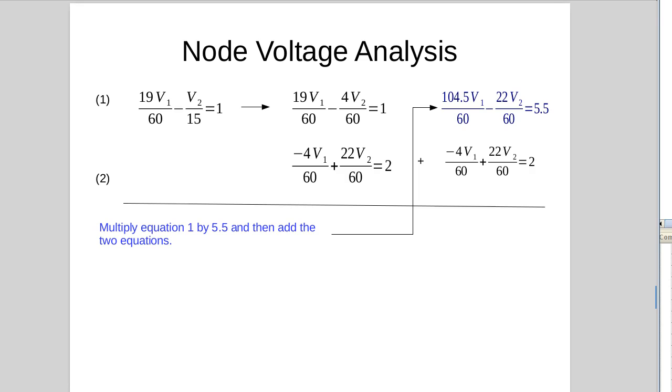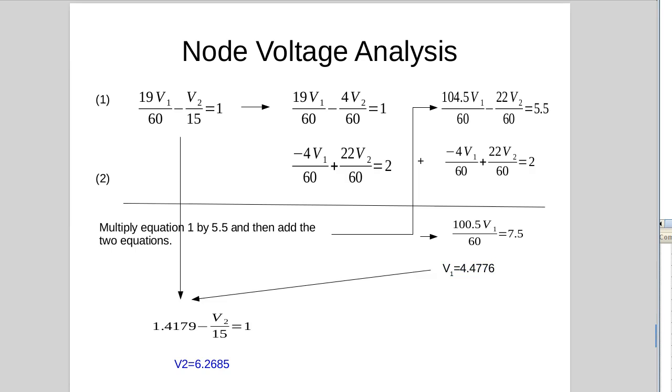Now we're going to add the top equation and the bottom equation. So we add those two equations together and the V2 term will disappear, because in the top equation it's minus 22 V2 over 60 and in the bottom equation it's plus 22 V2 over 60. So when we add them together it disappears. So we end up with 100.5 V1 over 60 equals 7.5. We solve that and we get a voltage for V1. We substitute that into either equation, doesn't matter. Here we've substituted into equation 1 and we've got a voltage for V2.